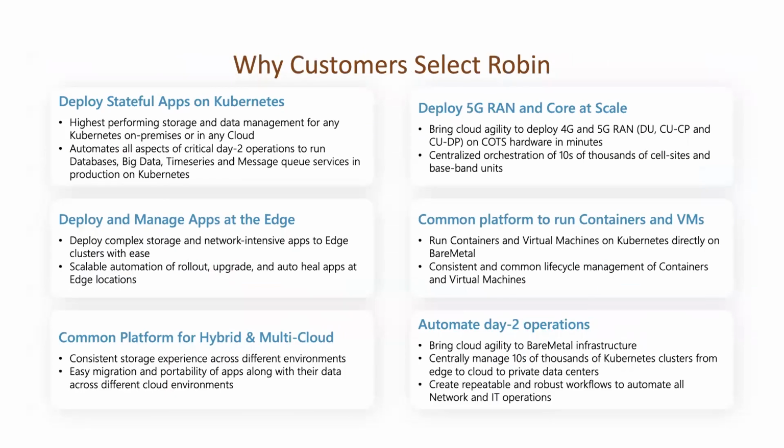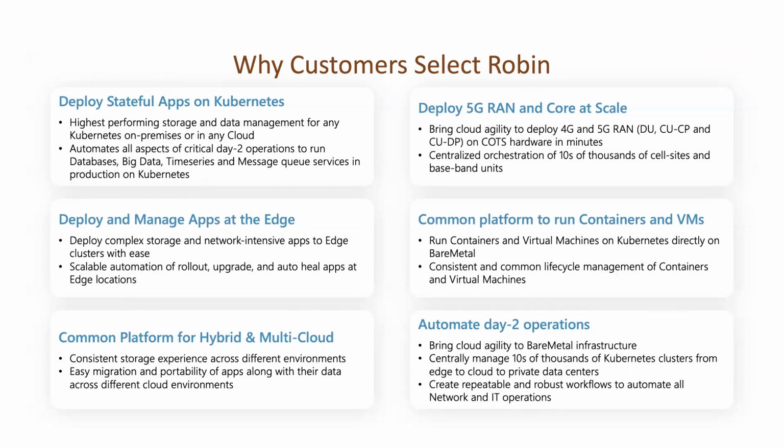So just to wrap up the session, why do customers choose Robin? These are the main reasons why customers choose Robin. One is deployment of stateful applications on Kubernetes, and deployment of 5G RAN at scale for operators. Stateful applications need a lot of awareness of the infrastructure, which is taken care of automatically on the Robin platform. And deployment of 5G RAN and core needs a lot of scaling and also performance tuning across different sites. So this is again achieved on Robin CNP.